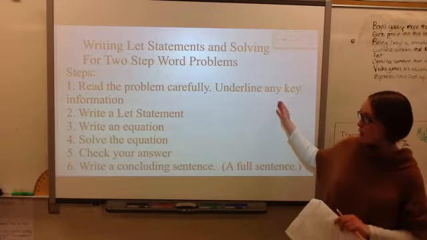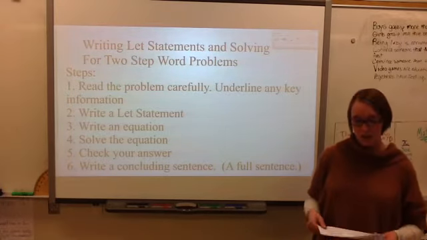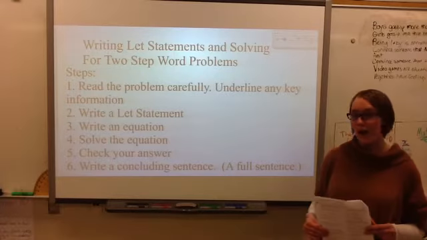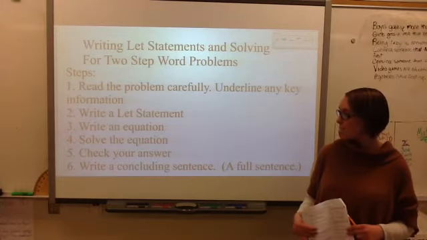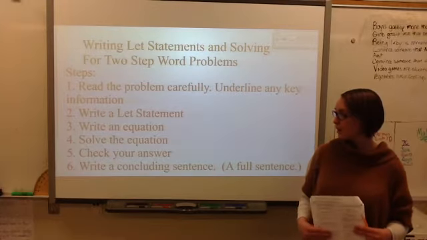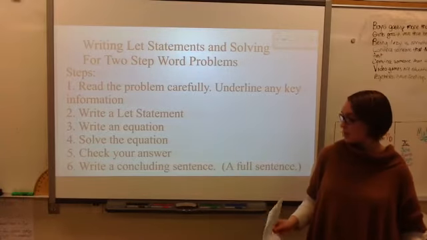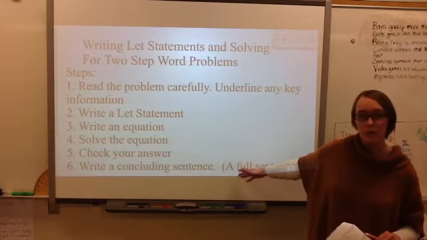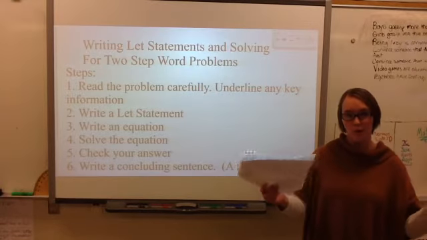Step one, what we want you to do is read the problem carefully. Make sure you underline any key information that the problem is asking you. And then after you've done that, step two, you want to write your let statement. Make sure you know what the variables are that we're looking for. Step three, write up your equation from that let statement. Step four, solve the equation. Step five, make sure you check your answer because sometimes it might be different. And finally, make sure with a word problem that you're writing a concluding statement in full sentences. You meet a word problem with a word answer.